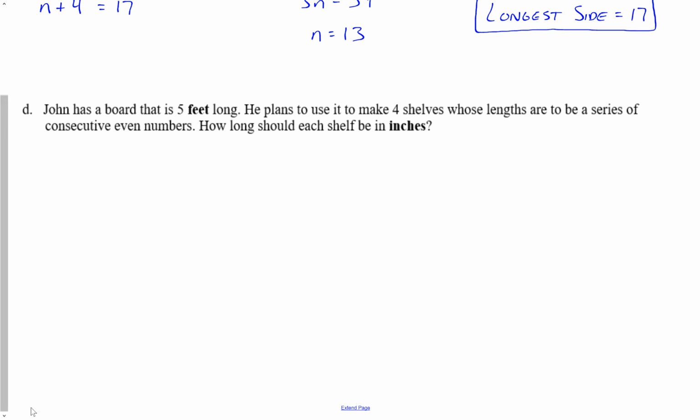All right, our last problem, again, takes what we've been working on and kind of raises it up to the next level here. So John has a board that's 5 feet long. He plans to use it to make 4 shelves whose lengths are to be a series of consecutive even numbers. How long should each shelf be in inches?